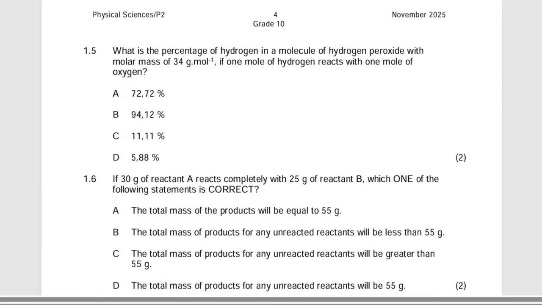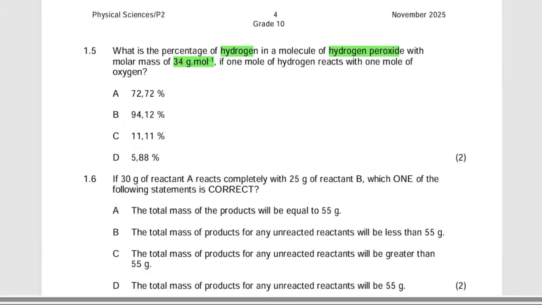1.5 says, what is the percentage of hydrogen in a molecule? So we're looking for the percentage of hydrogen in a molecule of hydrogen peroxide with a molar mass of 34 grams per mole, if 1 mole of the hydrogen reacts with 1 mole of oxygen, right? So now we are going to have this one there.